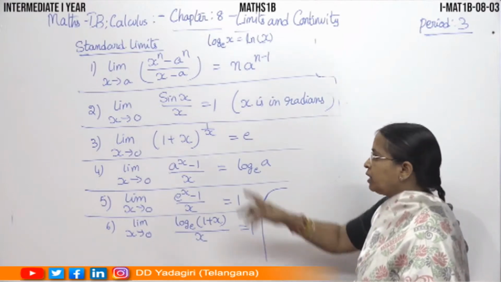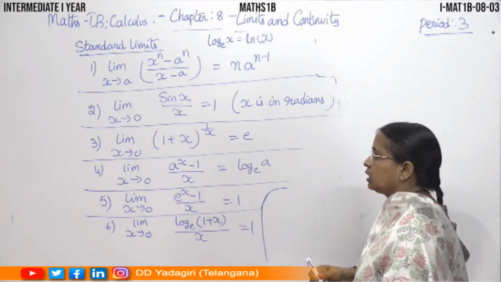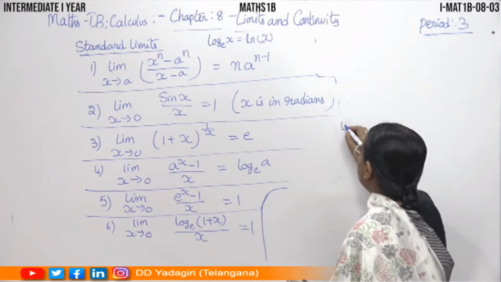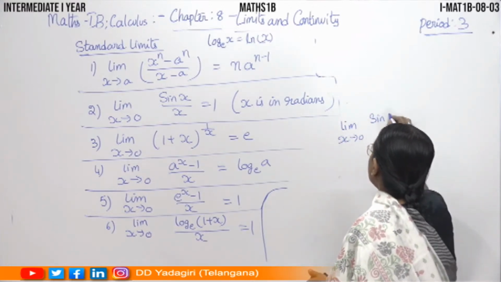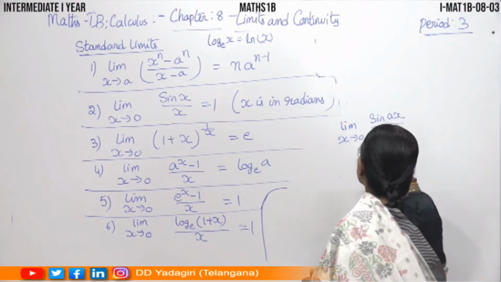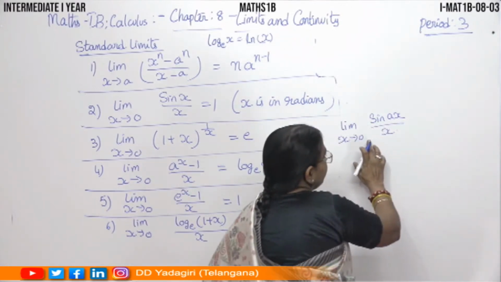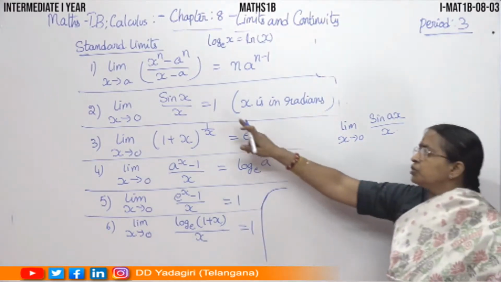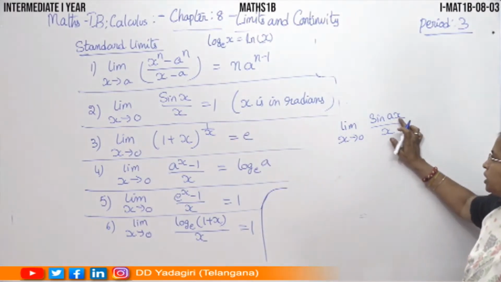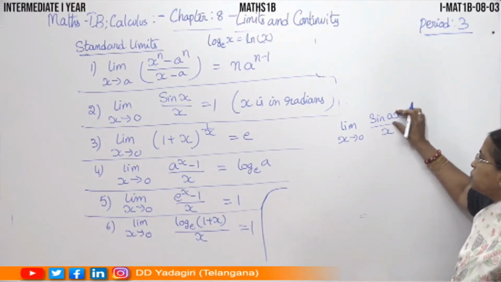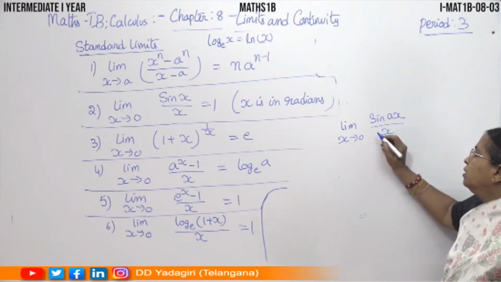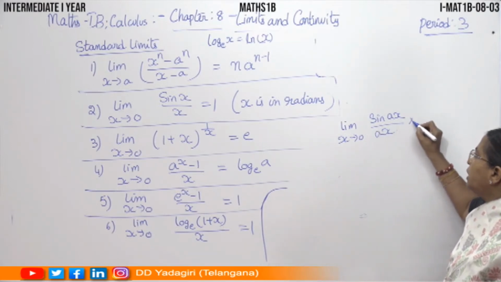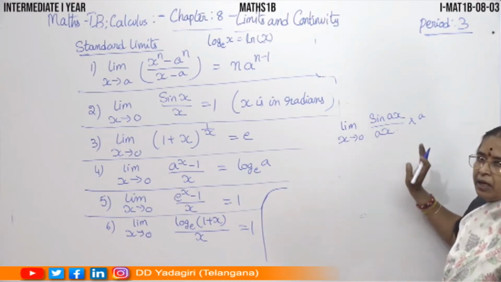It will not always be x only; it will be something else. Suppose you have the limit as x tends to 0 of sin ax by x. When you have this form, this you cannot change. Here you can make these two the same. Here you have ax, so here also you should have ax. So multiply and divide by a.